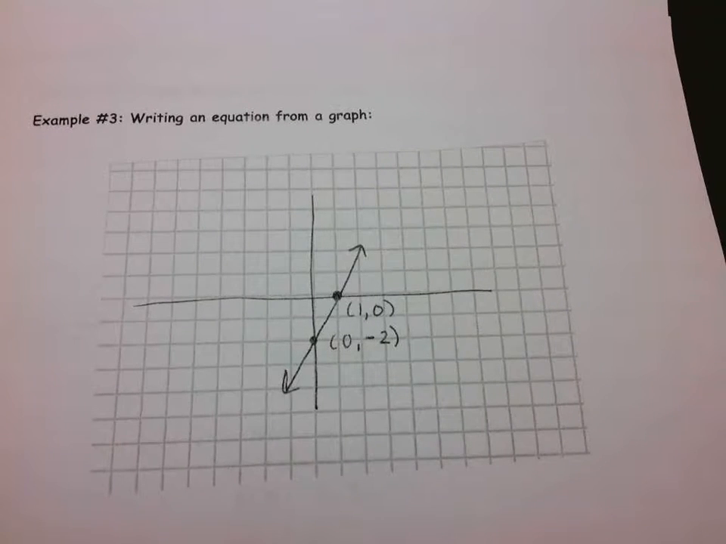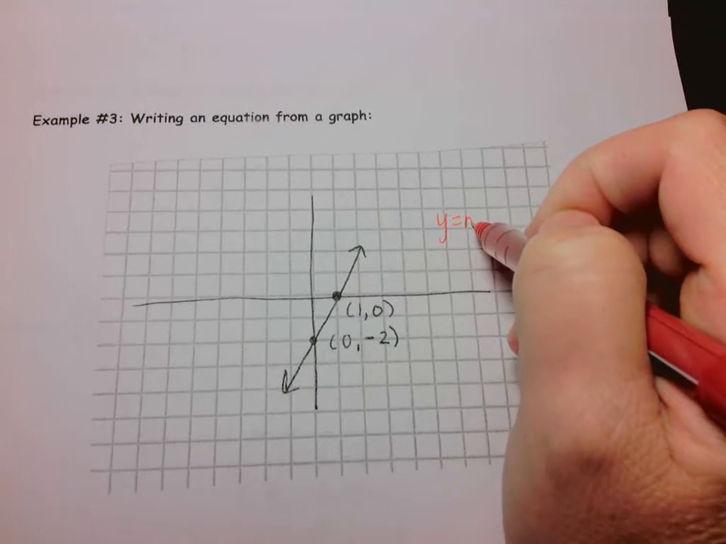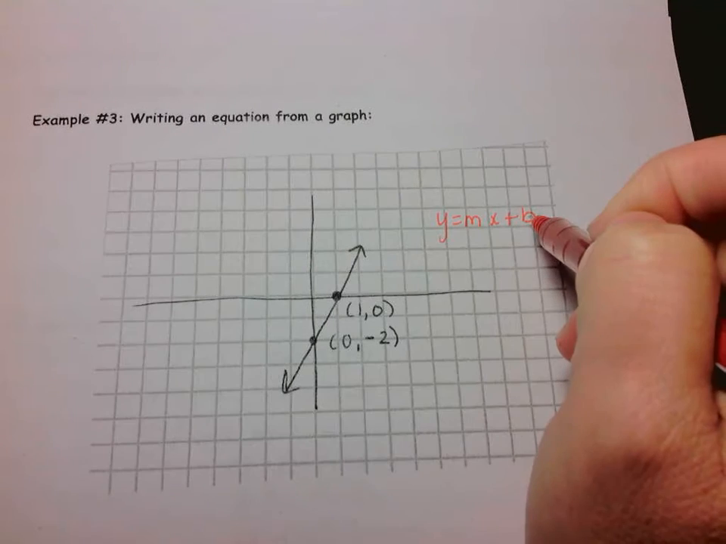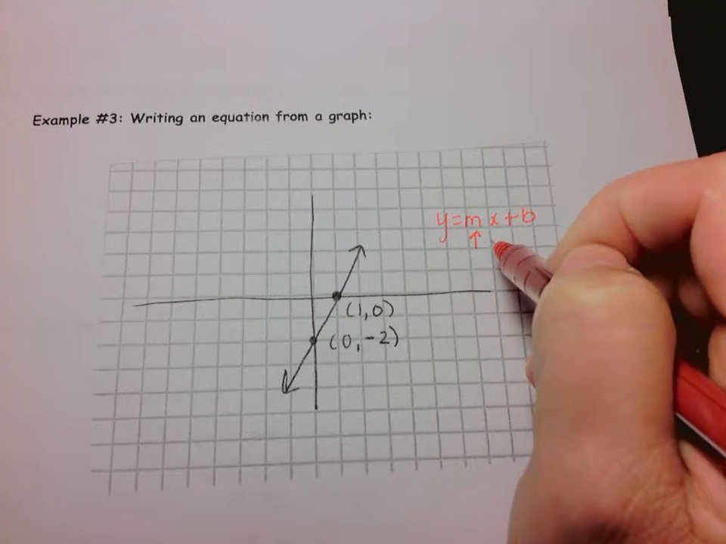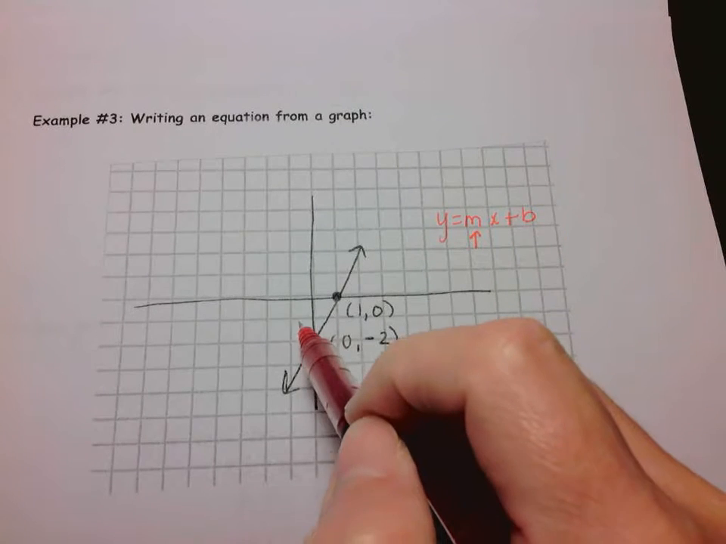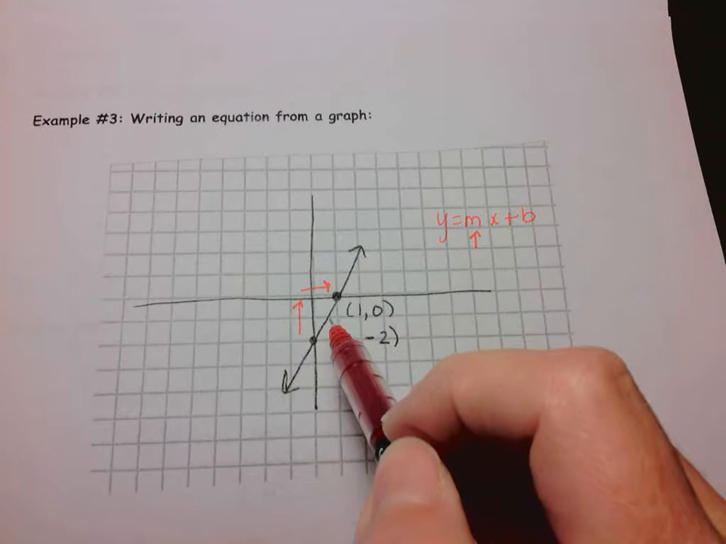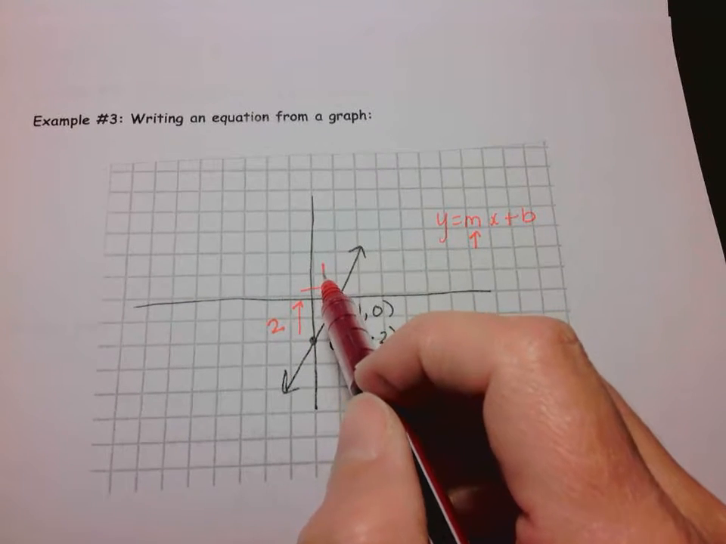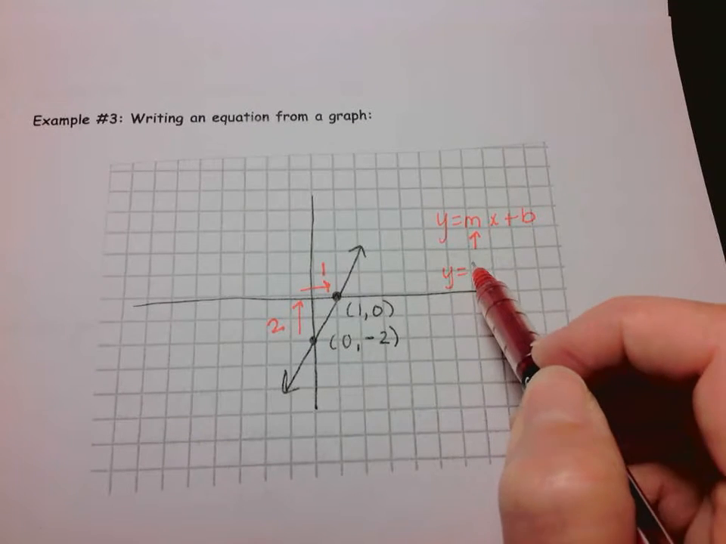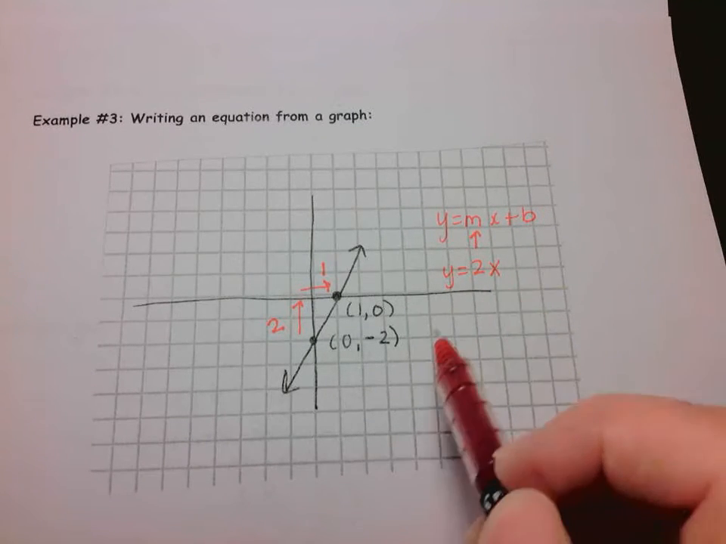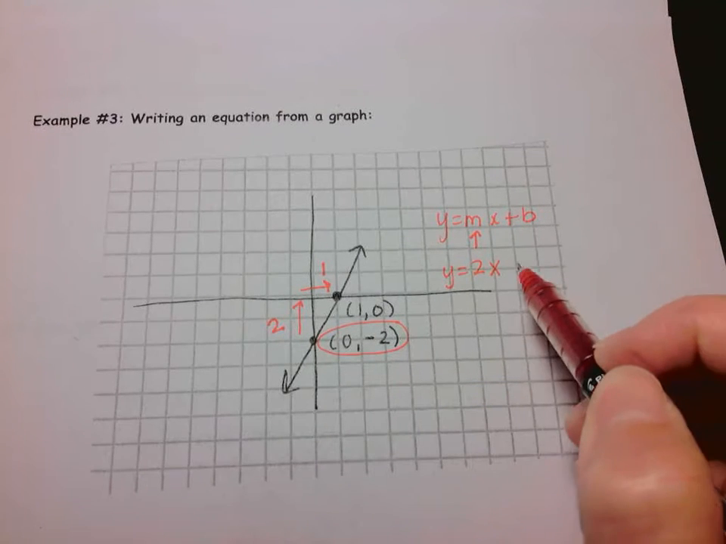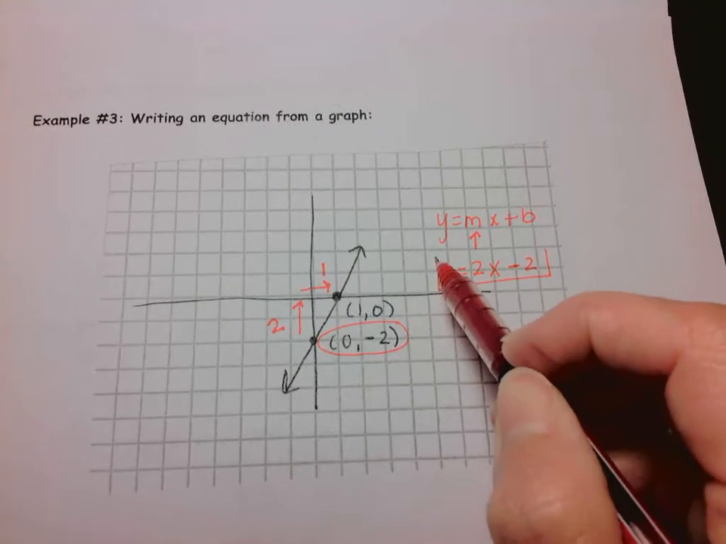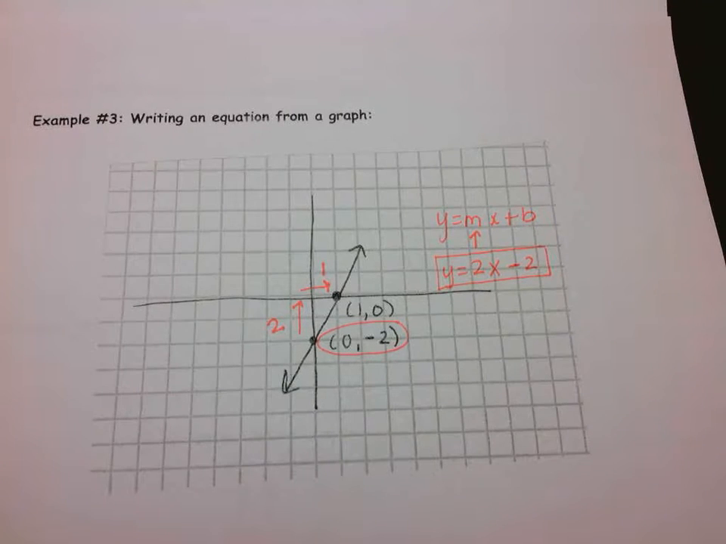Okay, now we're going to write an equation from a graph. So what's the first thing we need to do? We need to identify our slope. Our slope is our rise over our run, and here it's fairly simple because you can just count your units. I rose 2 and then I went to the right 1. And so my slope is 2. And what's my y-intercept? -2. Again, notice I didn't say plus -2. I just said -2.